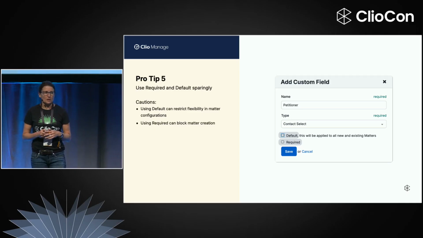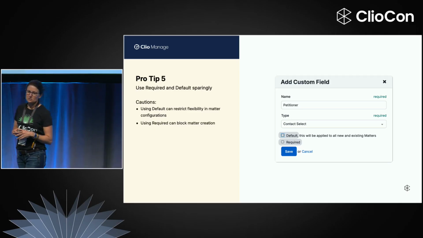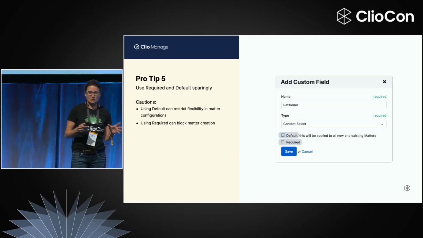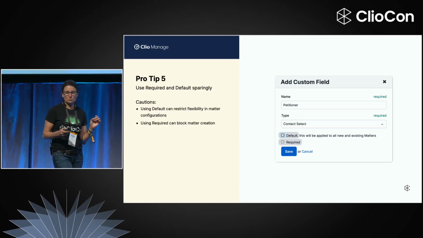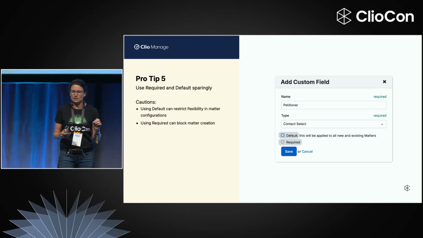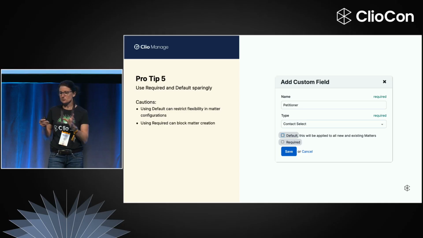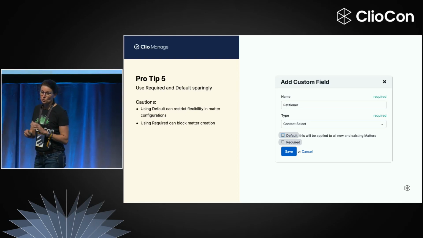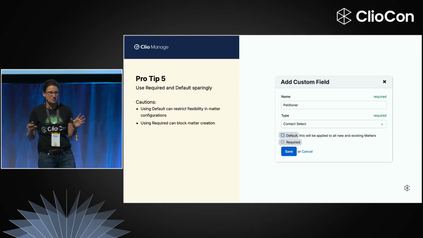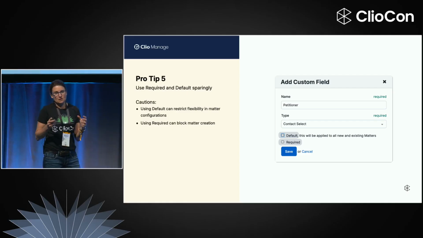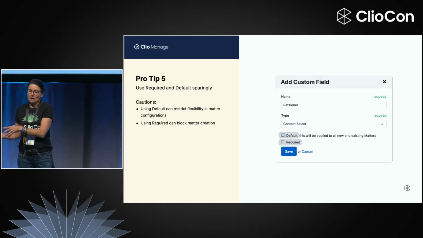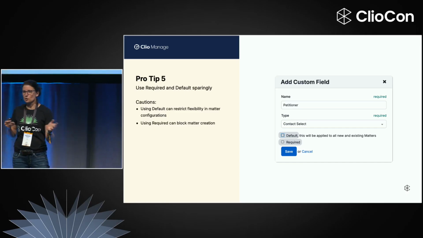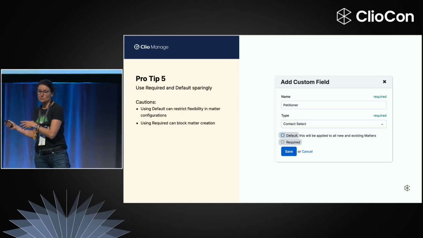And a final tip for creating your custom fields in Manage, consider using default and required fields sparingly. Required fields may actually block matter creation, so you only want to use a required field if you know that you're going to have this information handy when you actually start creating the matter. For default, this setting will apply to all of your matters. So this may create friction when you scale, because I don't want to have date of marriage for a PI matter. And later on, I'm going to talk about matter templates, which will give you a more flexible way of creating default configurations.